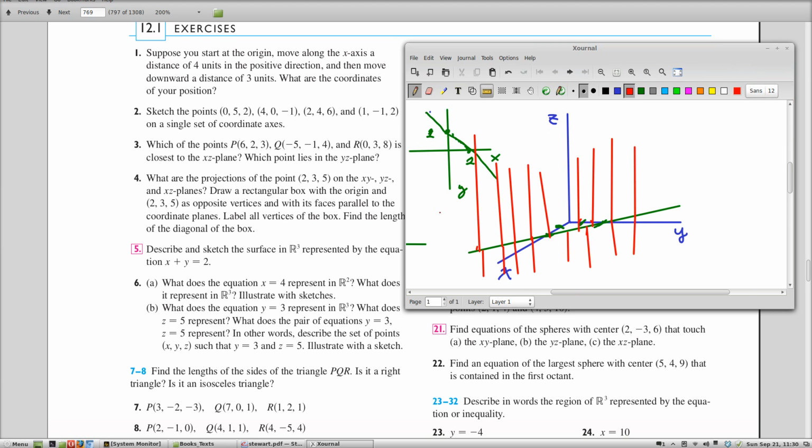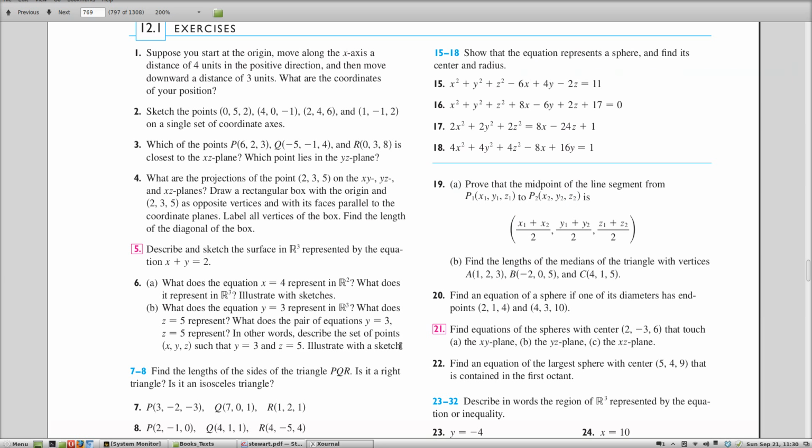So what this equation describes is a vertical plane, and it's that vertical plane. I think that's a pretty good description of it, so I'm going to consider that problem solved. So what else should we do here?